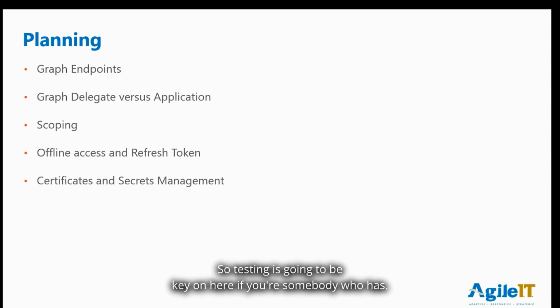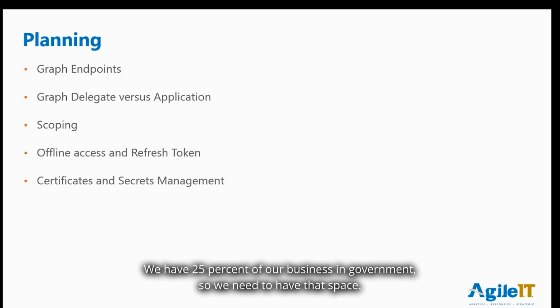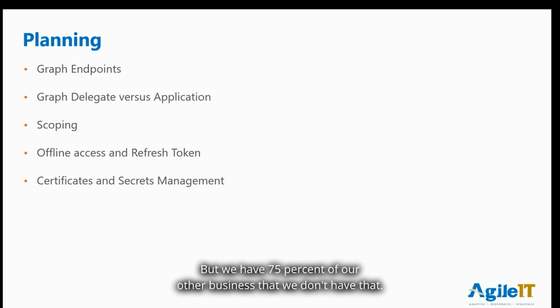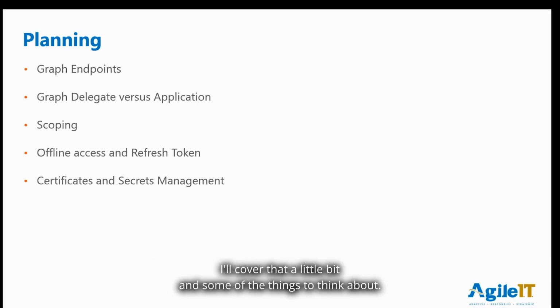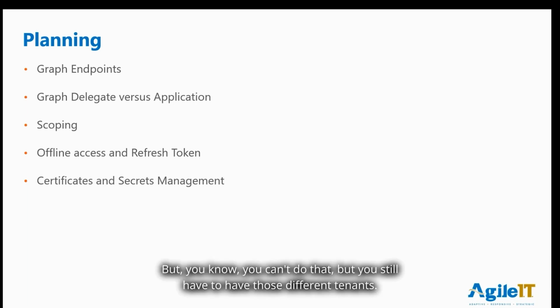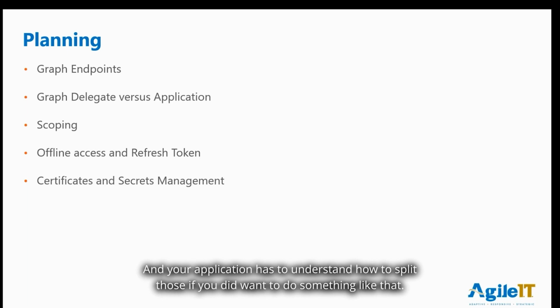So testing is going to be key here if you're somebody who, and there are customers that maintain 2 tenants. We have 25% of our business in government, so we need to have that space, but we have 75% of our other business that we don't have that. So because of cost or scale or separation concerns, we actually maintain 2 separate tenant types. In that case, what happens if you want to build an application that can do both? I'll cover that a little bit and some of the things to think about, but you can do that. You still have to have those different tenants, and your application has to understand how to split those if you did want to do something like that.